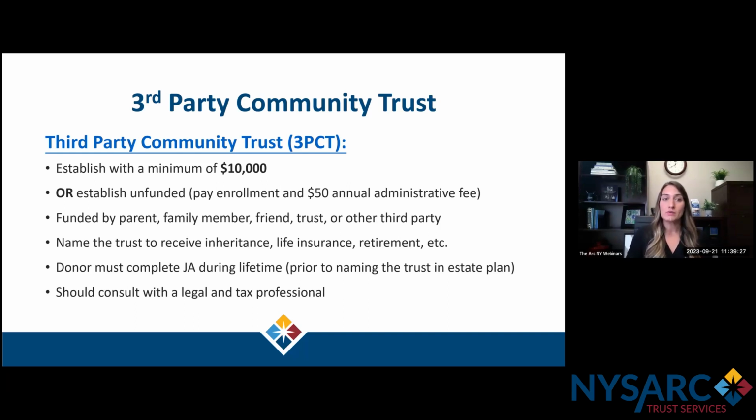Definitely, we advise and suggest setting it up during your lifetime, because then you can provide information about your wants and needs, and also you're able to name remainder beneficiaries of the trust in that joinder agreement. We strongly encourage anyone thinking about setting up a third-party community trust to consult with not only a legal professional, but also a tax professional to understand how to do that appropriately and make sure that it meets state guidelines.